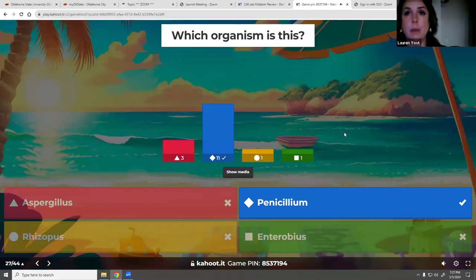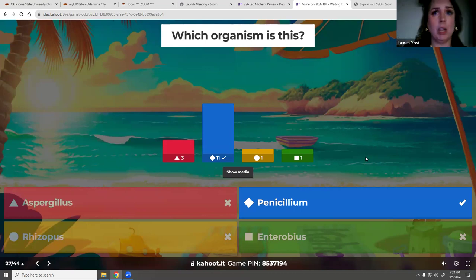Okay, penicillium, that's correct. It's definitely a fungus, you can tell that. And the two fungi that we really looked at were penicillium and aspergillus, right? Penicillium, if you remember, P, penicillium, P, purple or pink, whatever color you want to call that. P. Okay.